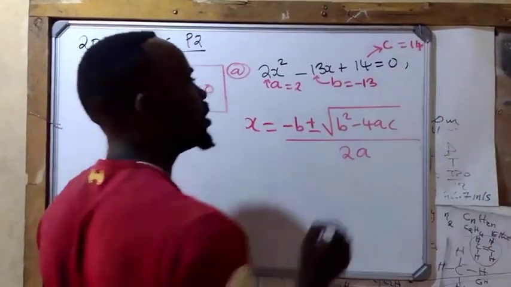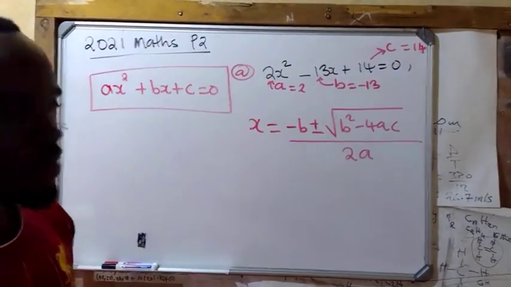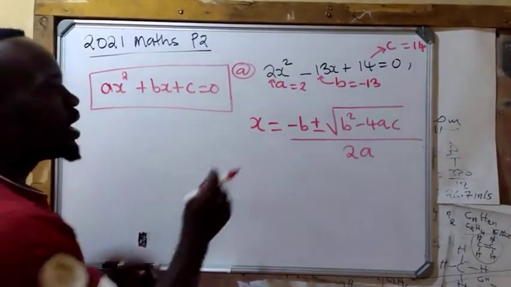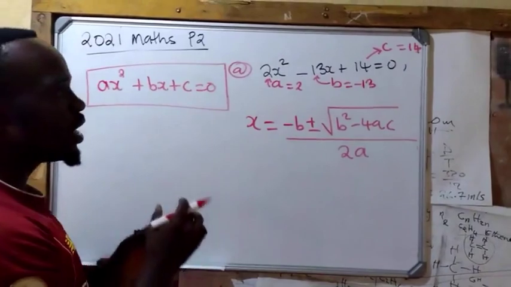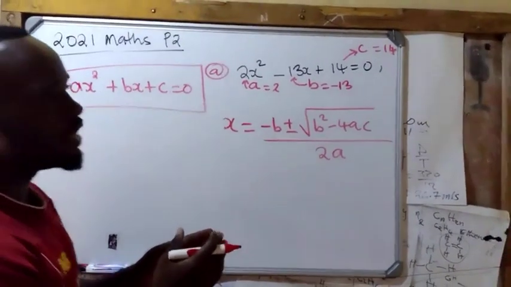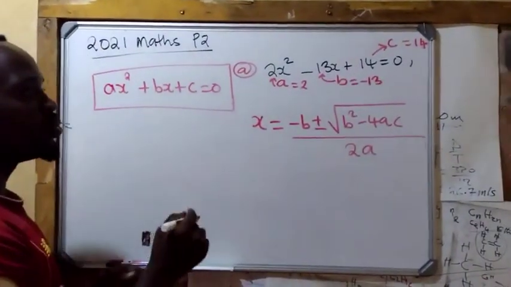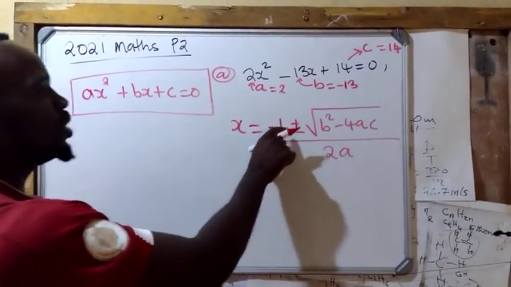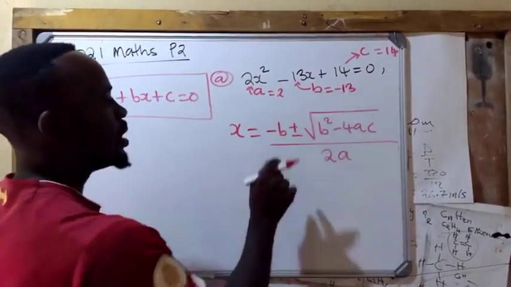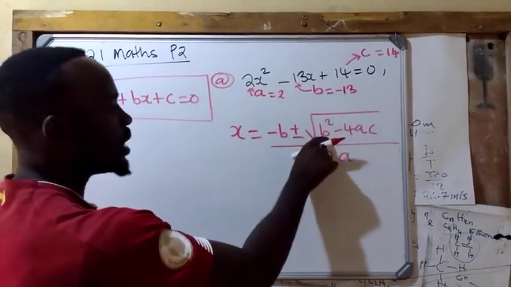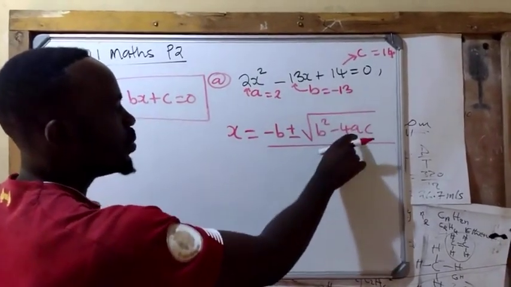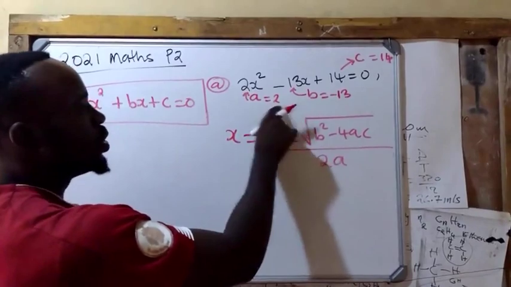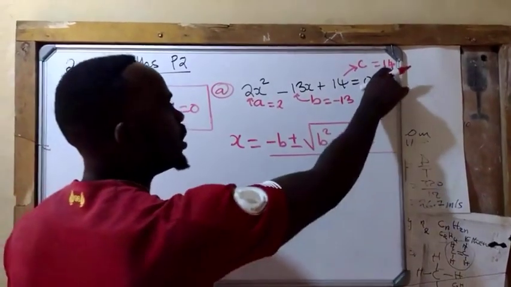So it's very important that you understand these concepts. Now, upon identifying the value for a, the value for b, and the value for c, you are just going to replace in this formula. Where there is b, you are going to put negative 13. Where there is this b outside again, negative 13. Where there is a, we put 2. Where there is c, we put 14.